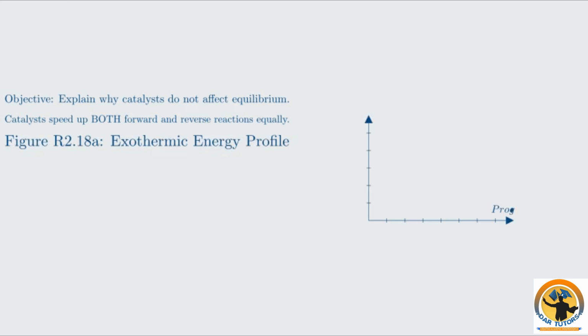Here's our exothermic reaction. The uncatalyzed forward reaction has an activation energy, E_A forward. The reverse reaction, from products to reactants, has its own activation energy, E_A reverse, which is higher in this case. Adding a catalyst lowers the activation energy for the forward reaction to a new value, E_A prime, forward. Crucially, by lowering the peak, the catalyst also lowers the activation energy for the reverse reaction to the same new peak. This means the energy barrier for the forward reaction decreases by the same amount as the energy barrier for the reverse reaction.